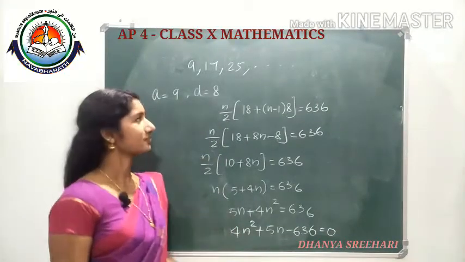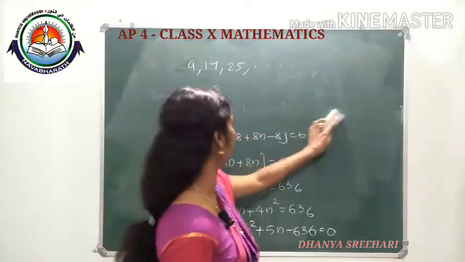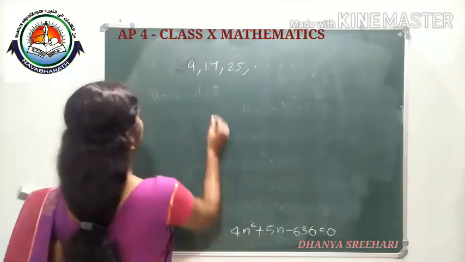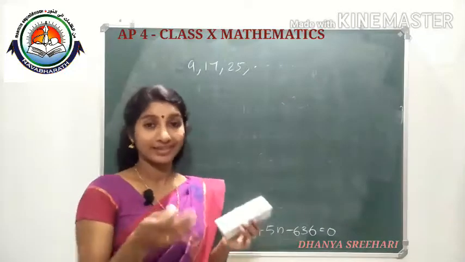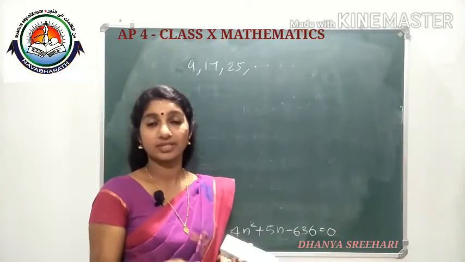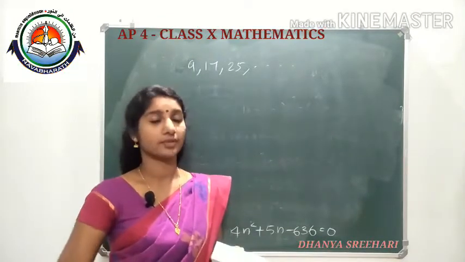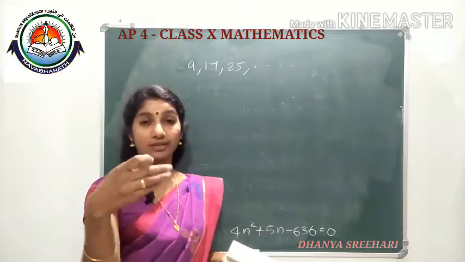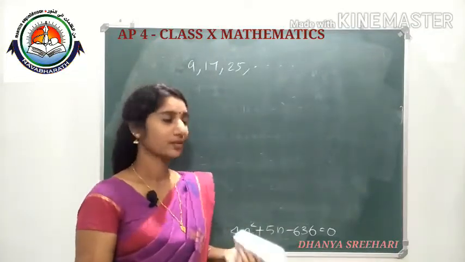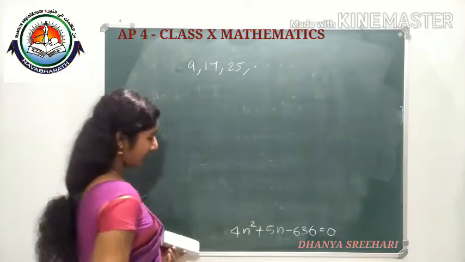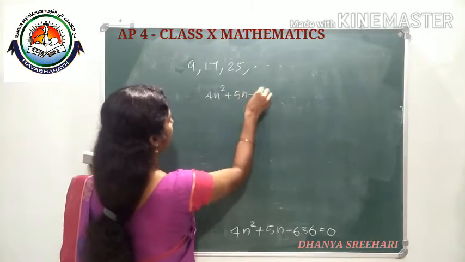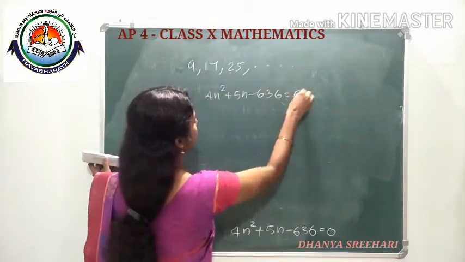Then we need to solve for n, because the question asked us to find the value of n. For solving this we can apply either the splitting the middle term method, or the formula minus b plus or minus root of b square minus 4ac, by 2a, which you studied in the previous chapter, or completing the square. Any method which is suitable for you and for the question. So 4n square plus 5n minus 636 equal to 0.